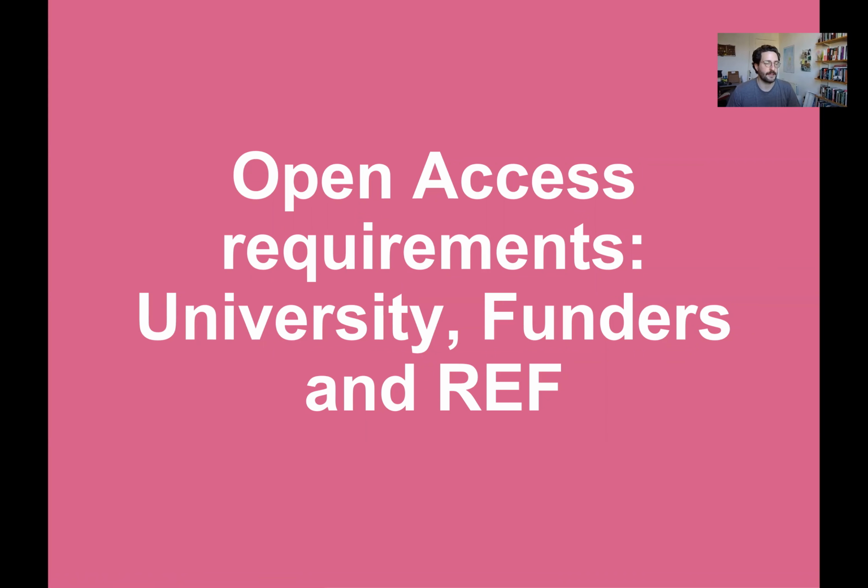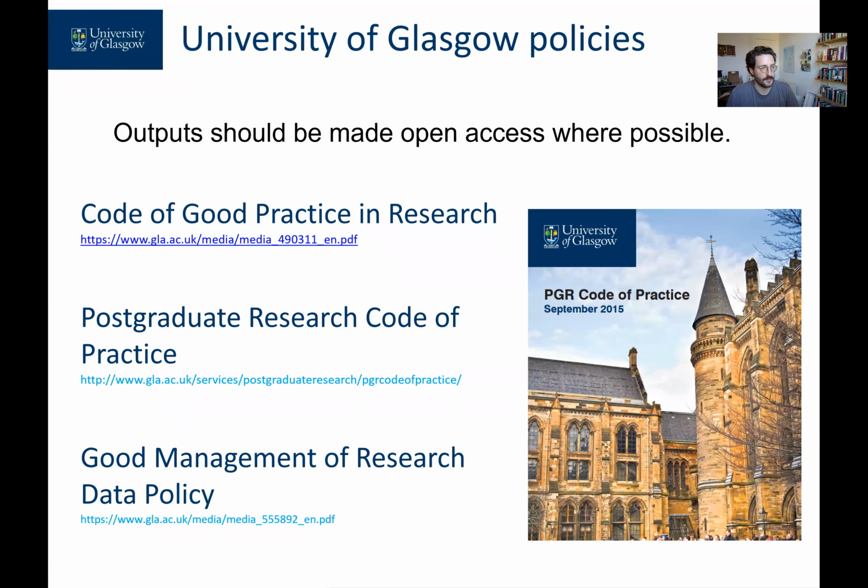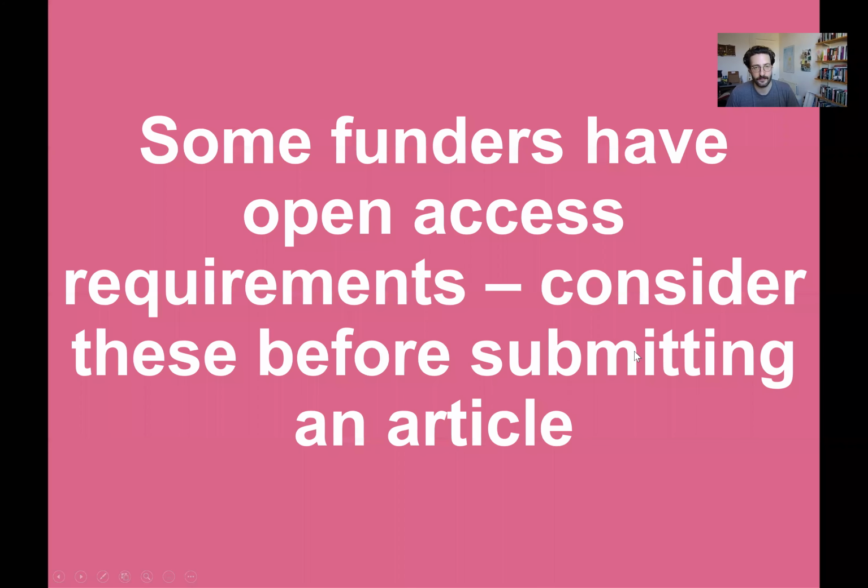The main sources of open access requirements are the university, funders, and the REF. There's some good guidance in the university's policy documents, and we recommend that you read them. The University of Glasgow's approach is that outputs should be made open access wherever it's possible to do so. Journal articles and conference proceedings can usually be made open access via the gold or the green route. Research data should be made open access wherever it's possible to do so. Good reasons for restricting access to your data might be that it contains personal information or is in copyright, or you need to embargo it, for example, for a patent application.